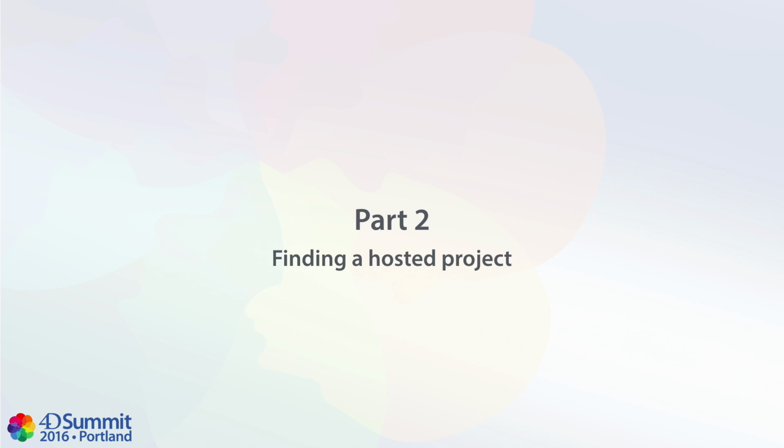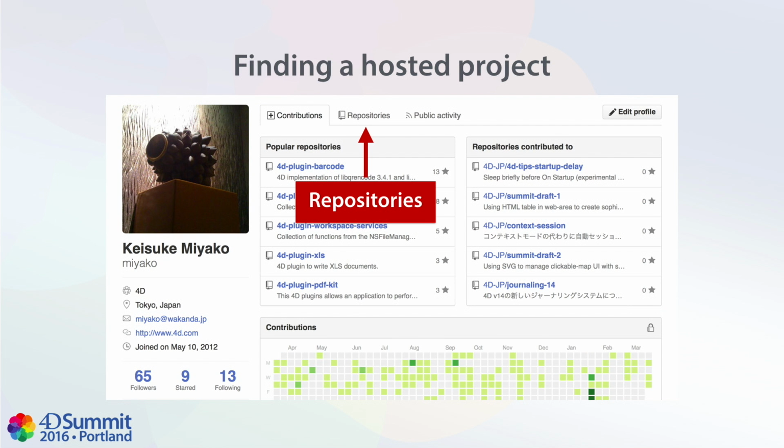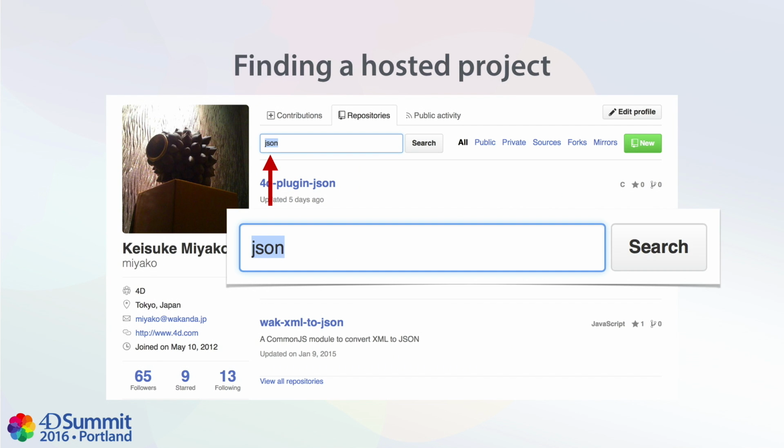Part 2 is about finding a project on GitHub. So my URL would be github.com/Miyako, M-I-Y-A-K-O, and you'll be directed to a page that looks something like this on the screen. Then you click on a tab named Repositories, which will give you a list of all the repositories that have been posted under this account. Currently, there are more than 250 projects on Miyako, so you can just filter a project to find whatever you're looking for.